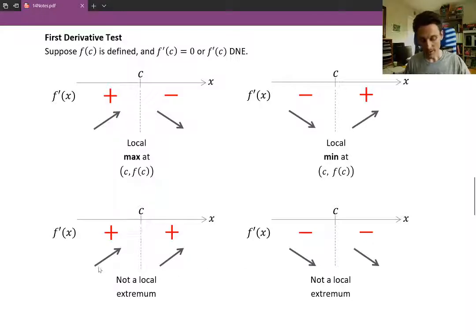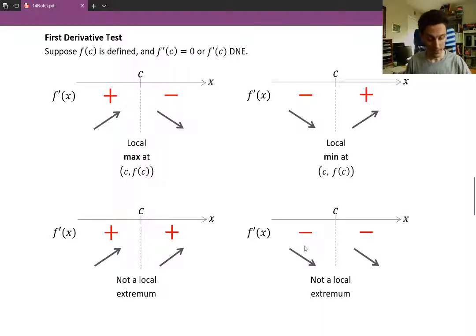What if the graph is increasing, goes through this point, and then continues to increase? That can happen, for example, if you look at x cubed, which goes increasing and then has a horizontal tangent line at x equals 0, and then continues to increase. So there, you don't really have a max, you don't really have a min either. You would just say not a local extrema.